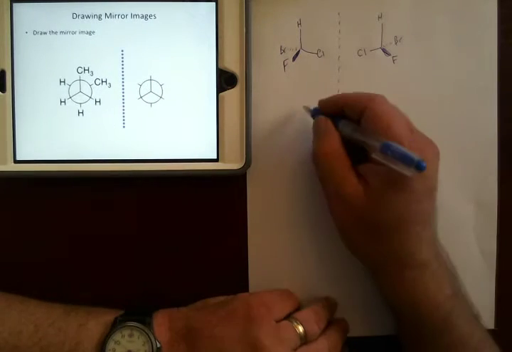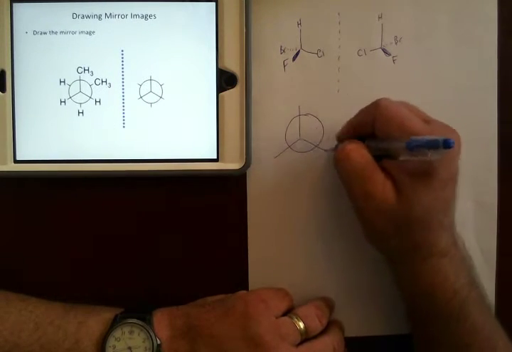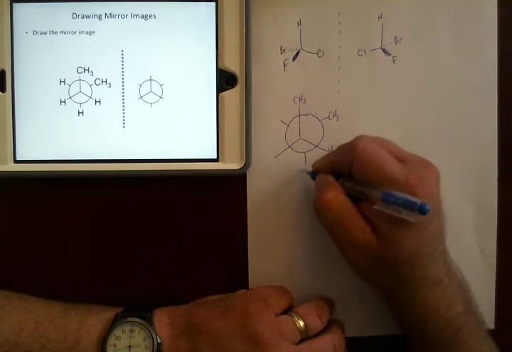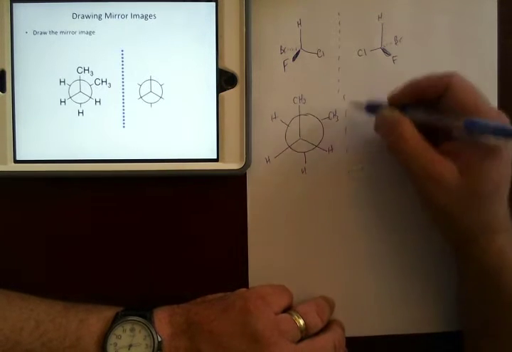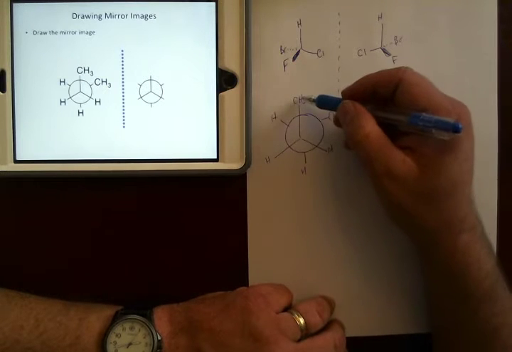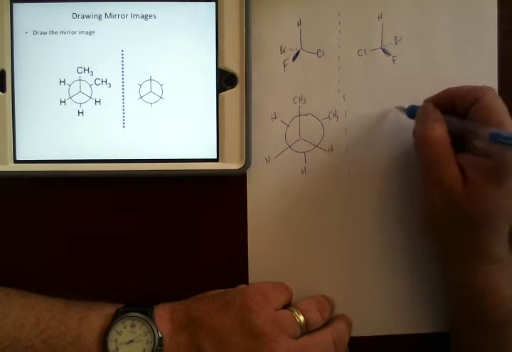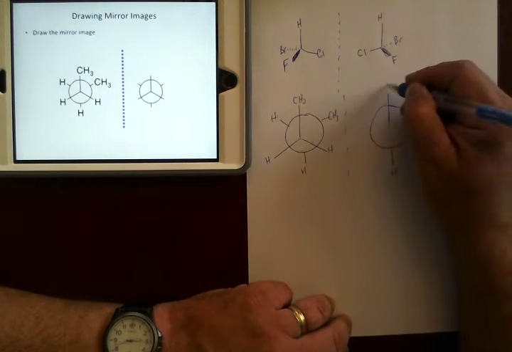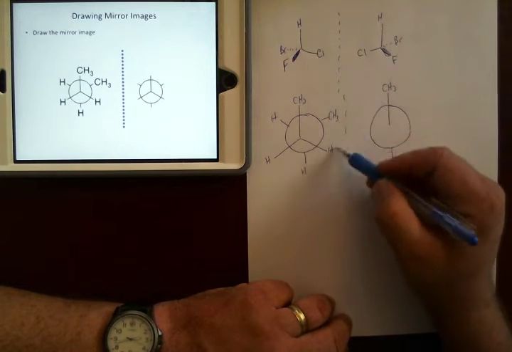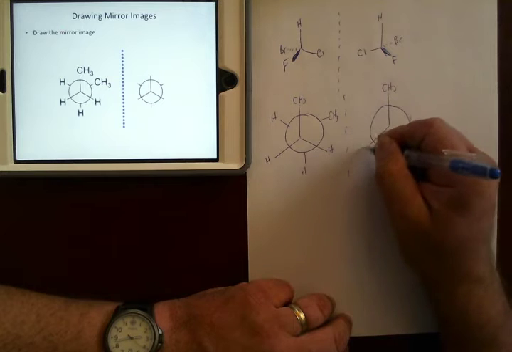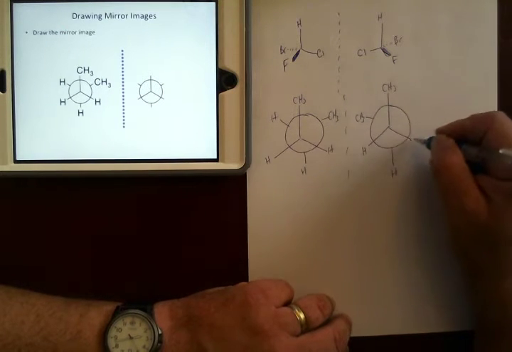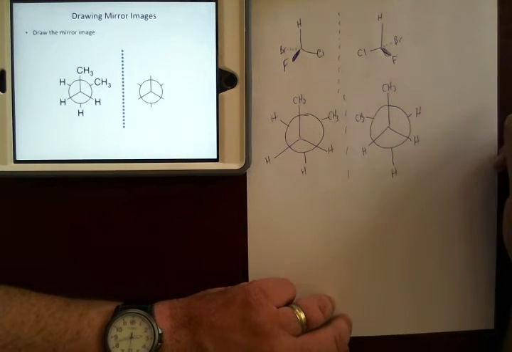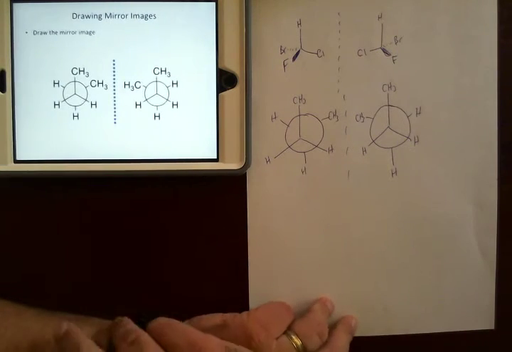So if we have this molecule here, and the mirror is vertical like this, these vertical bonds are going to remain unchanged. Now they still have to stay on the same atoms, right? So this hydrogen and that methyl group are going to stay unchanged. But these two are pointed right, so we're going to make sure that they point left now. These two are pointed left, so we're going to make sure that they point right now. And there you go. There's the mirror image.